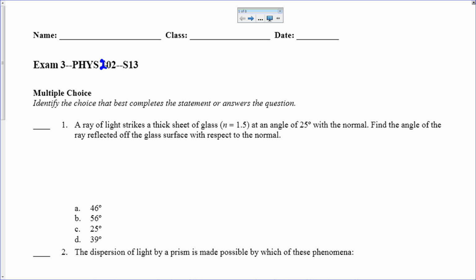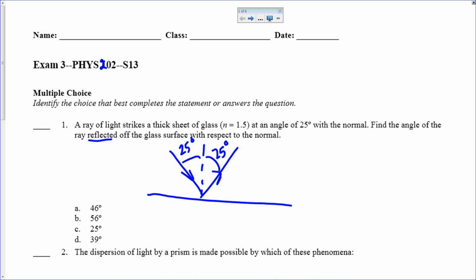A ray of light strikes a thick sheet of glass at an angle of 25 degrees with the normal. Find the angle of the ray reflected off the glass surface. I made a note of this in class. It is striking a piece of glass, but it is reflecting off of it. And so if I have an incident angle of 25 degrees and a reflected angle of also 25 degrees by the law of reflection, the answer for number 1 is C.